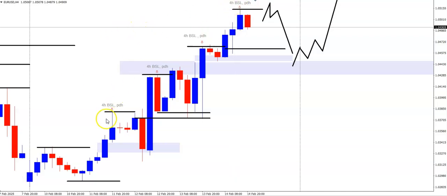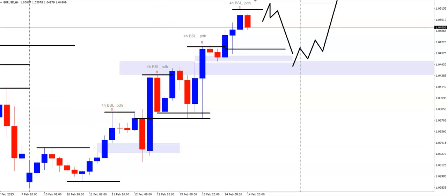And why are those levels important? If you have a bullish structure and the market is creating higher highs and higher lows, in a lot of cases price will form a new high in the bullish structure, and this is why I wrote those levels up. We have 4-hourly buy side liquidity and previous day's highs, and in most cases price will form a new high and then it will retrace a little bit before the end of the day.